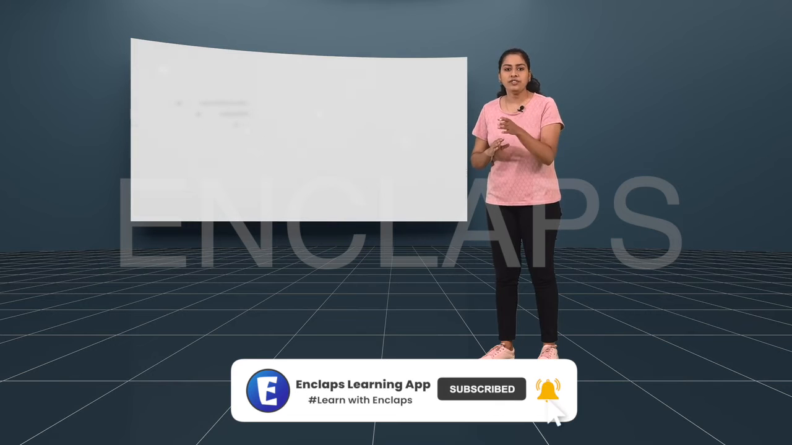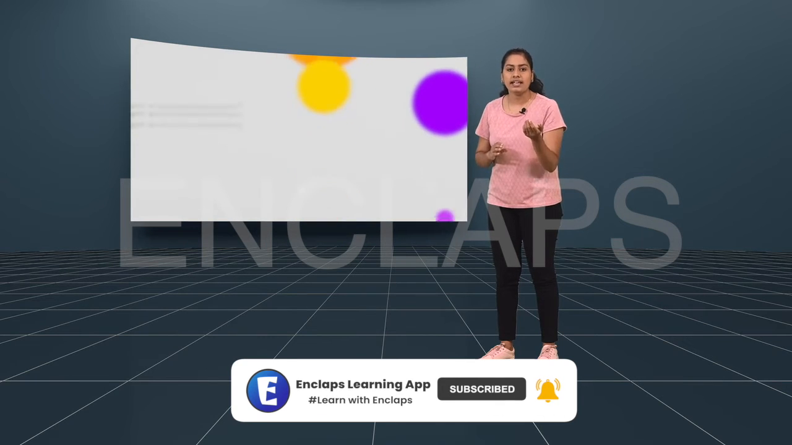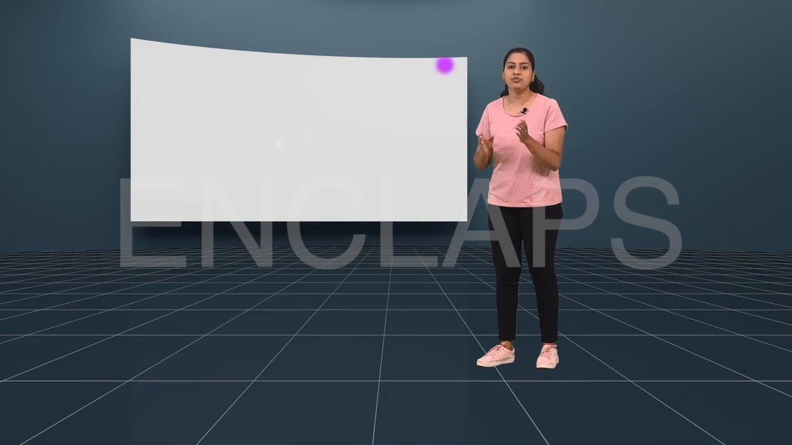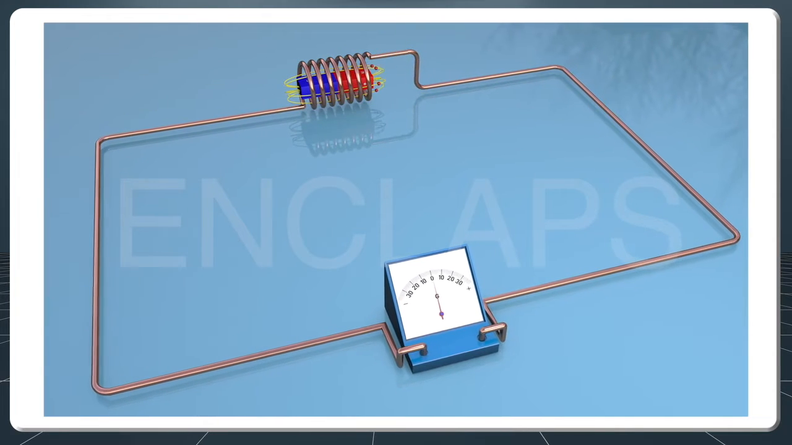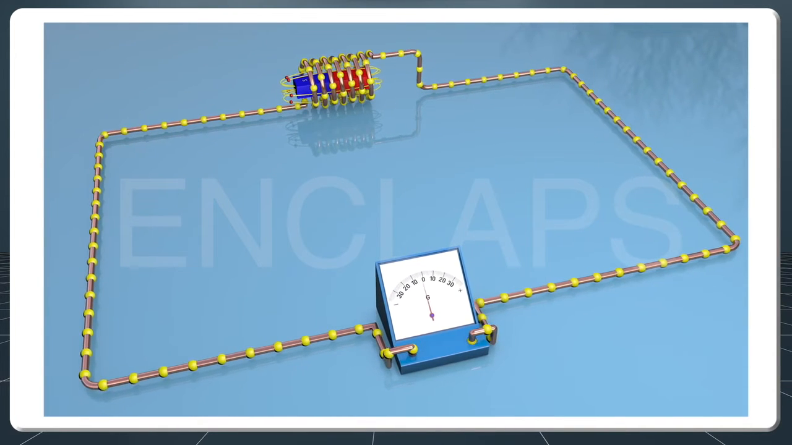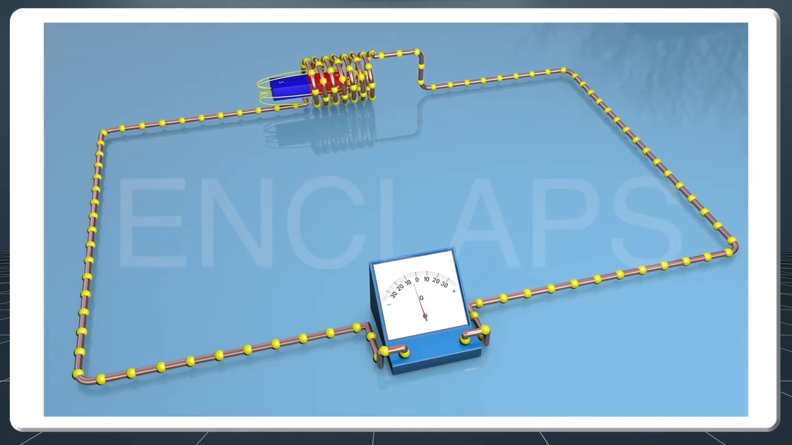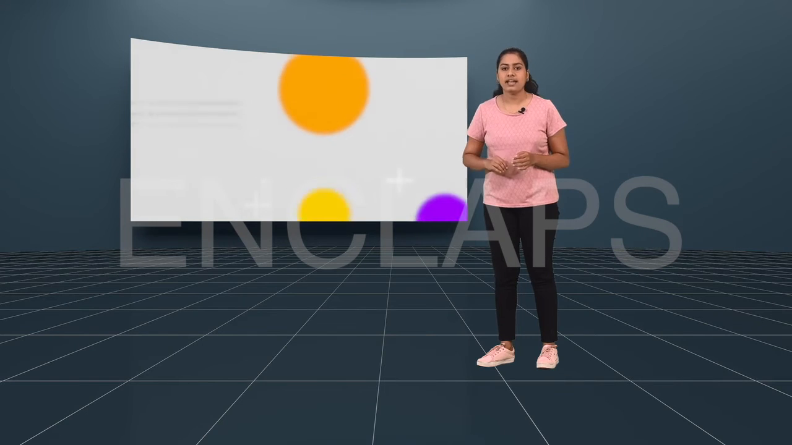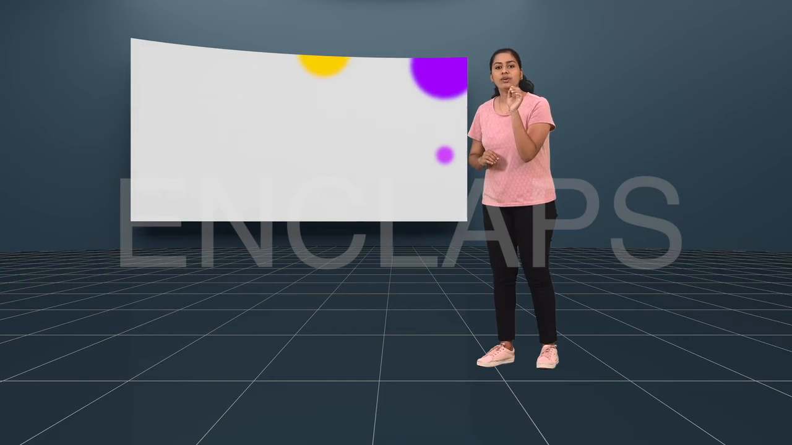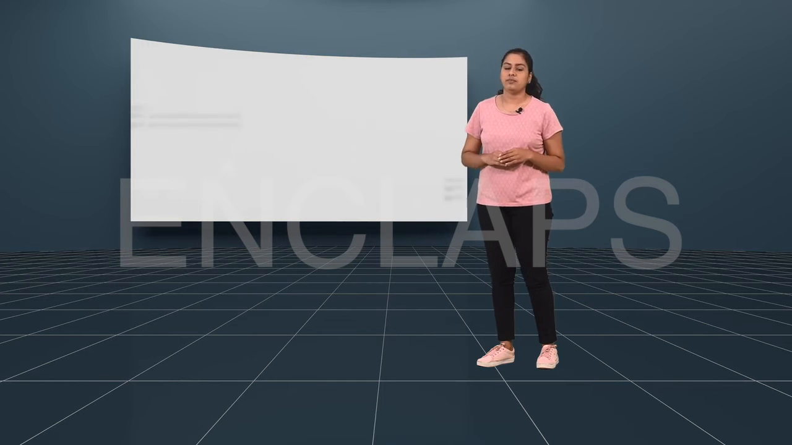The deflection of the needle indicates that the current is induced in the coil. The galvanometer needle shows zero deflection when the magnet is kept stationary inside the solenoid. On withdrawing the magnet from the solenoid, the needle deflects in the opposite direction, indicating that the current is also induced in the opposite direction.